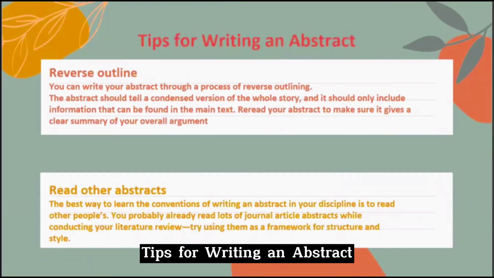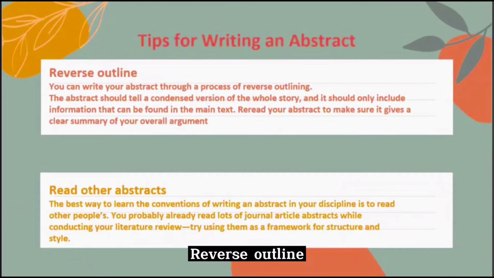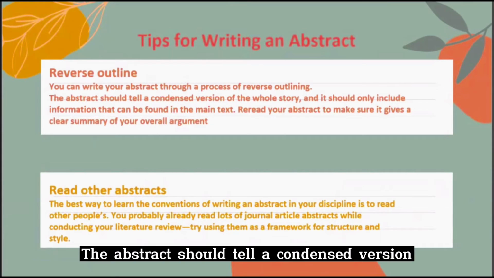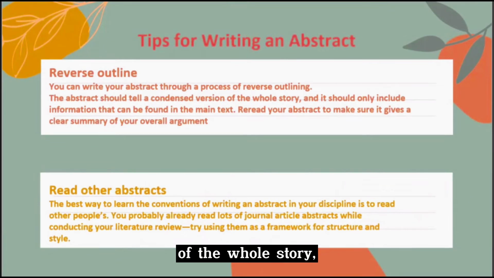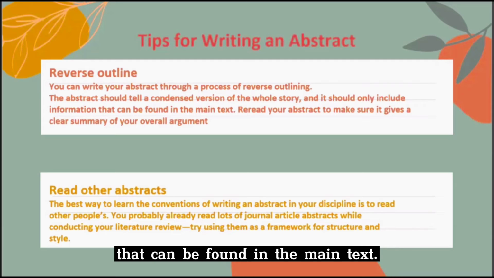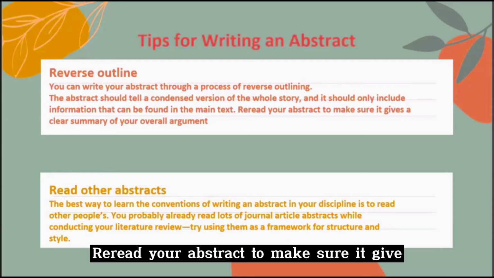Tips for writing an abstract. Reverse outline. You can write your abstract through the process of reverse outlining. The abstract should tell a condensed version of the whole story, and it should only include information that can be found in the main text. Reread your abstract to make sure it gives a clear summary of your overall argument.